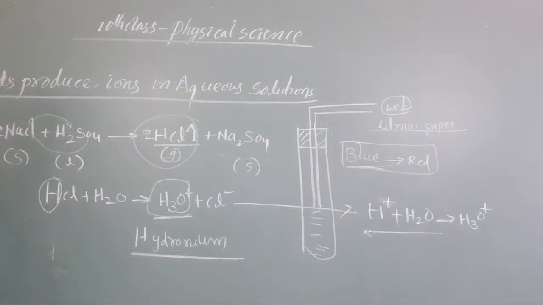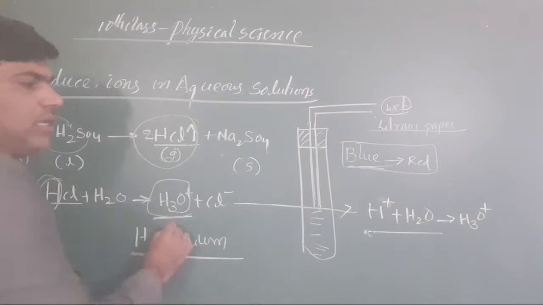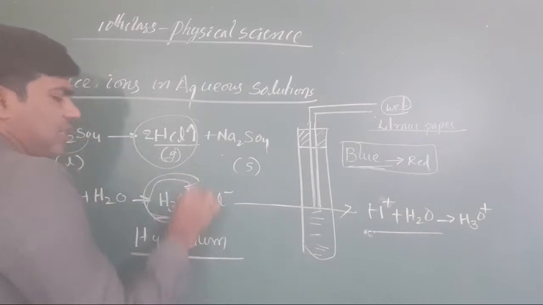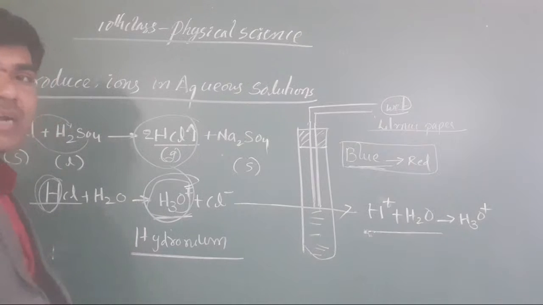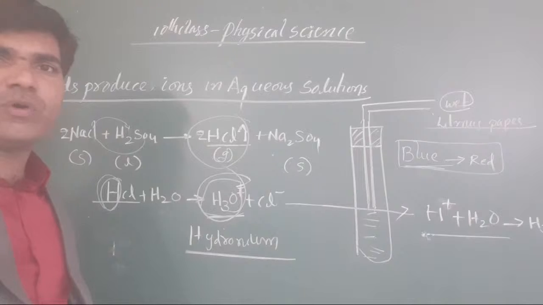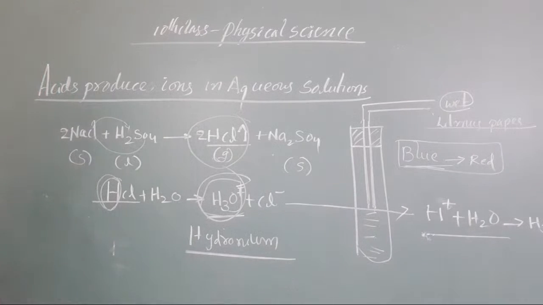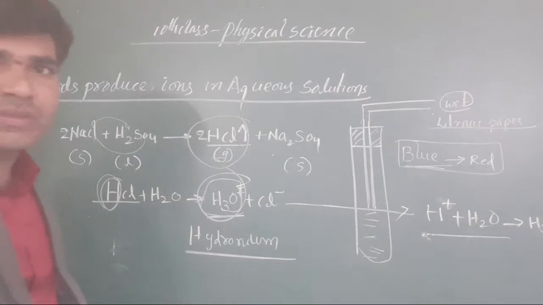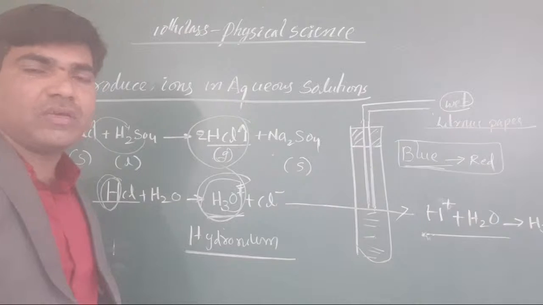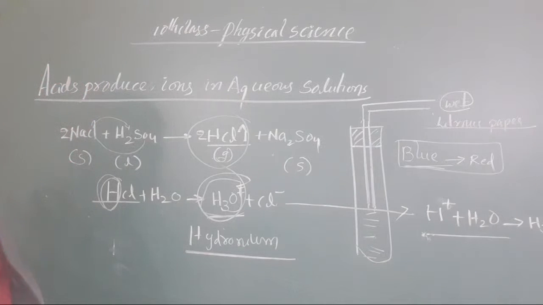Understood, all of you? Whatever H plus ion is contained in our HCl is converted into this H3O plus ion when it is combined with water. I hope you understood. This is about how acids produce ions in aqueous solution, in this manner only.